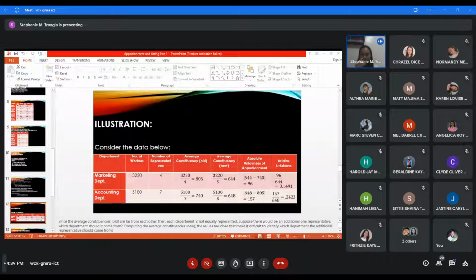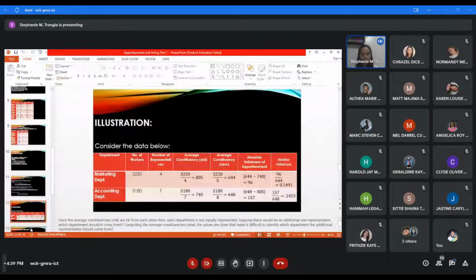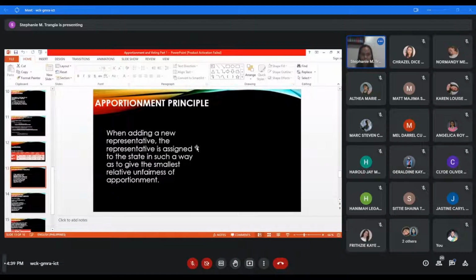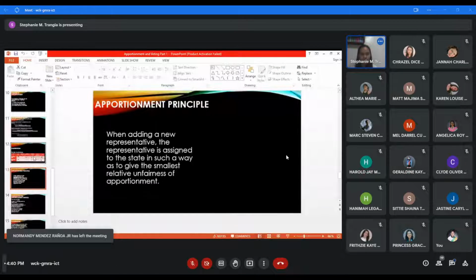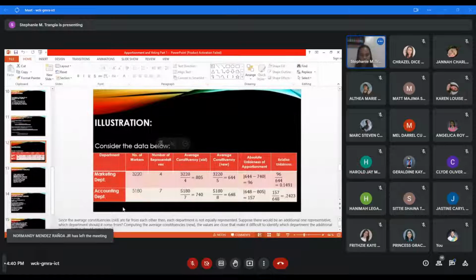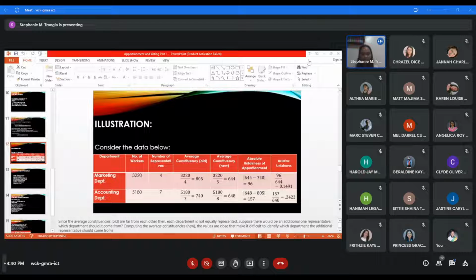Now, using these values of relative unfairness, which of the two departments must receive the new representative? According to this apportionment principle, when adding a new representative, the representative is assigned to the state in such a way as to give the smallest relative unfairness of apportionment. So, question: which of the two has the smaller value? That would be the department that receives the new representative. Which among the two? The marketing department. Okay, it's the marketing department.